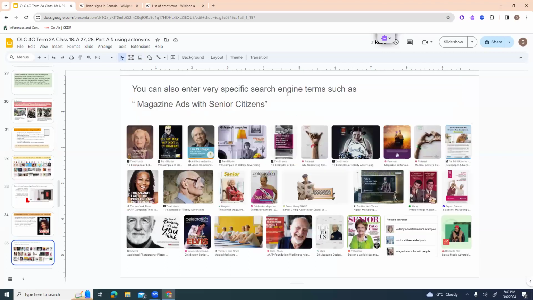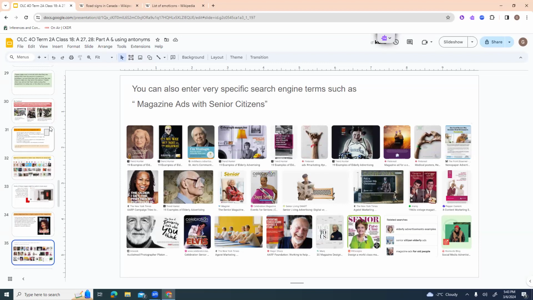You can also enter very specific search engine terms. Like if I'm looking for someone and I'm having trouble finding them, I could say magazine ads with senior citizens. And you can see a lot of different things came up. Not all of them are right, like this one is a senior magazine. This one is just talking about marketing in general. This one is actually talking about a vintage article, not necessarily about senior citizens.